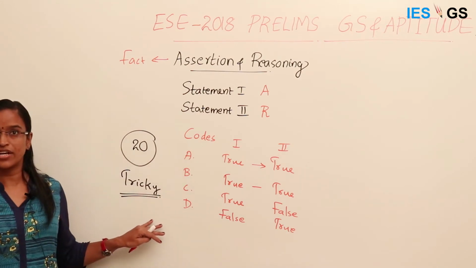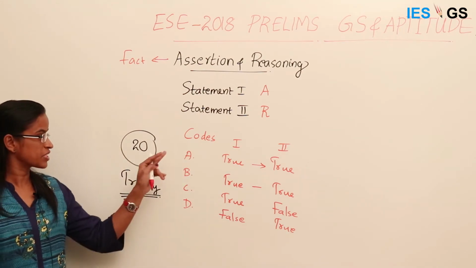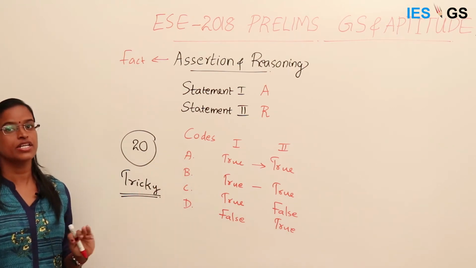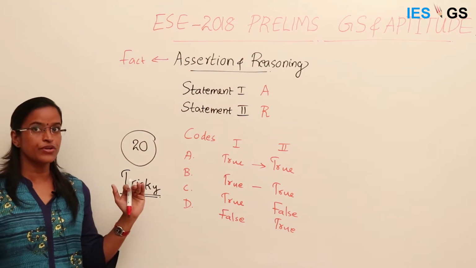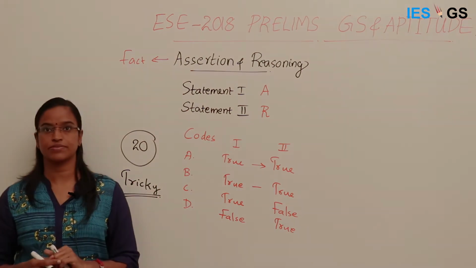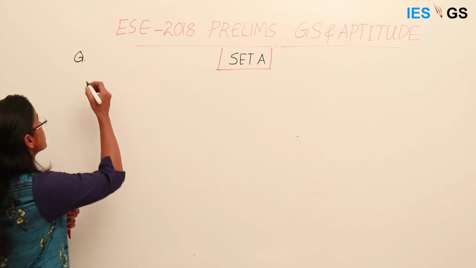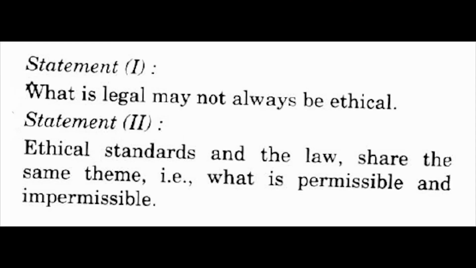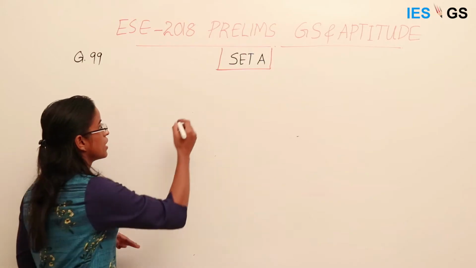There were chances of confusion in opting, especially between answers A and B, in this year's questions. So you should be very careful in answering this kind of questions. Question number 99. Statement first: What is legal may not always be ethical. Statement second: Ethical statements and the law share the same theme, that is what is permissible and impermissible.